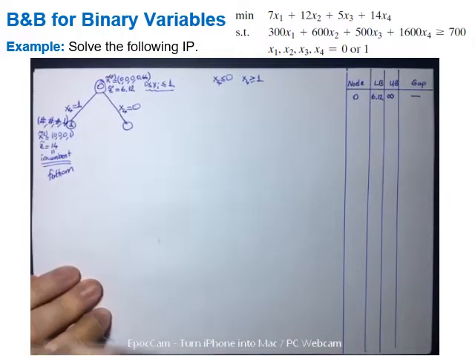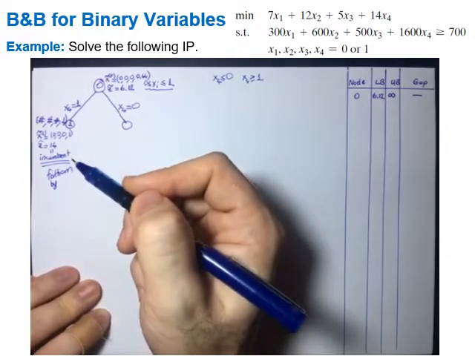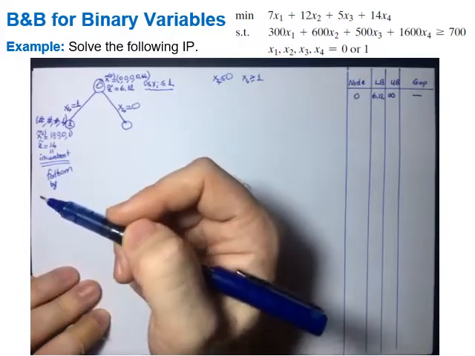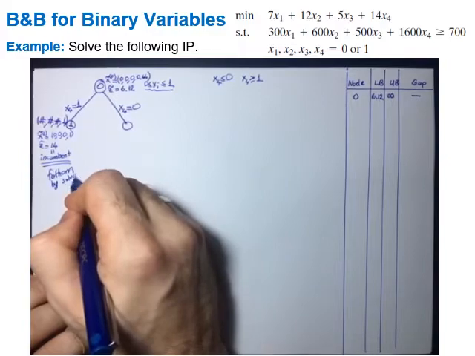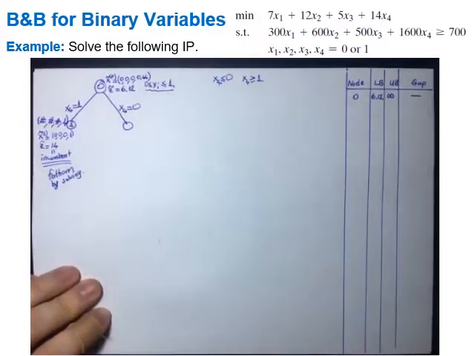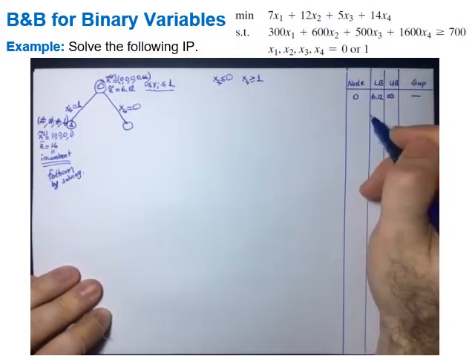And the reason for fathoming is integer feasibility, or by optimality. You can write any one of these. By solving, we end up with an integer feasible solution. So we fathom it. So let's write these onto the table.